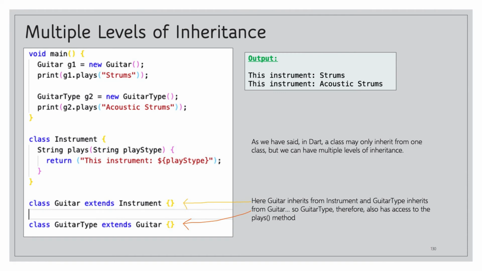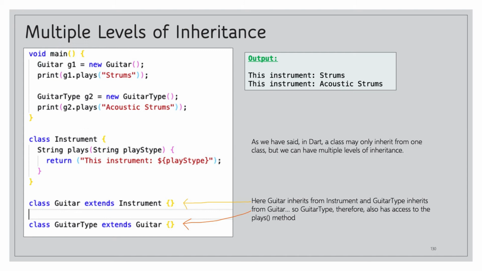Did you know in Dart we can have multiple levels of inheritance? So what does that mean? That means this whole inheritance business can become quite hierarchical. So here we have our class instrument, and we have a class guitar, which extends instrument. And then we have another class, guitar type, which extends guitar. So as a result, the guitar type class instances will have access to the same plays method that is in the instrument class. So here we have our instances, guitar G1 equals new guitar, G1.plays strums.